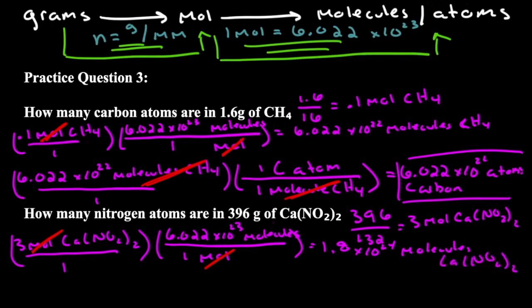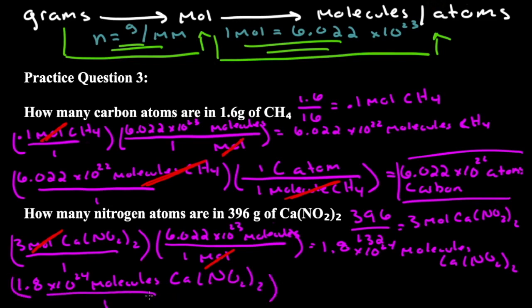And so now what we're going to do is go from molecules of this chemical to atoms of just the nitrogen. And so we'll put that we have 1.8 times 10 to the 24th power, and that's going to be molecules of CaNO2, and we'll put that over 1.